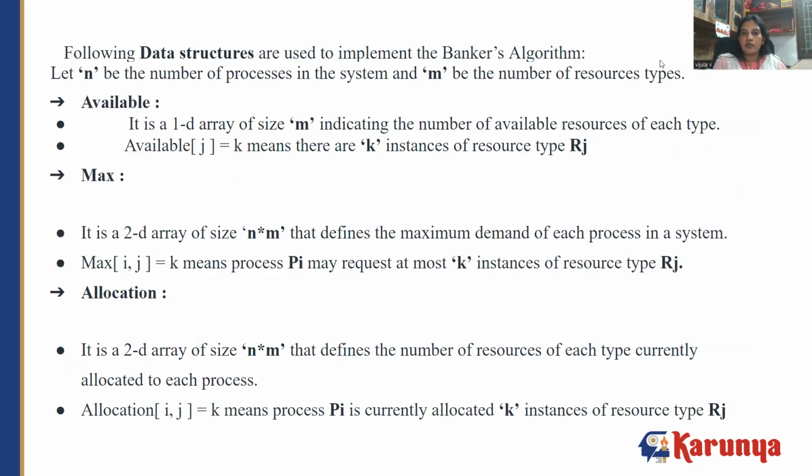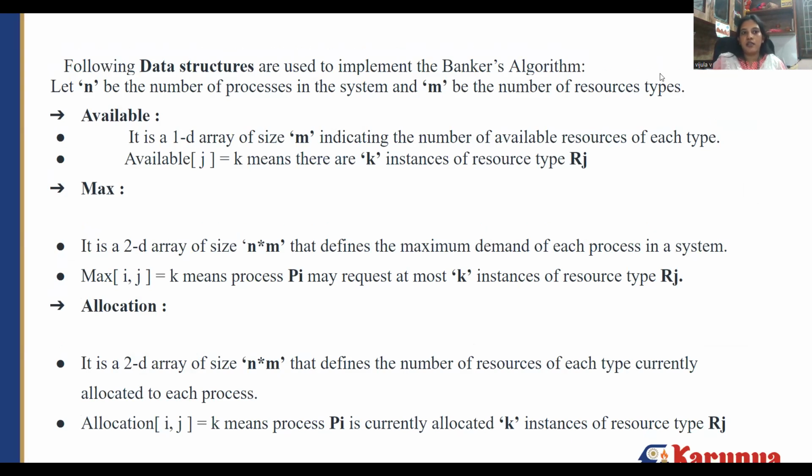Okay, so we have gone through the concept. So let's just go for the algorithm, how it's implemented, their terminologies and everything. Following with the data structures used here to implement the banker's algorithm. N is considered as the number of processes in the system, and M is the number of resource types. So we have available, maximum, allocation, and need, and all the required process details.